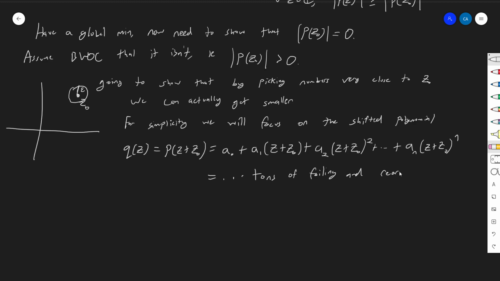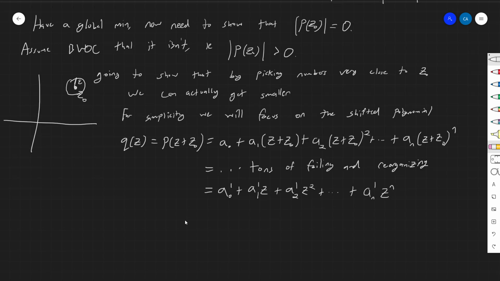And reorganizing. If you FOIL all of these terms out, if you go absolutely nuts, then you can put it back into the form with new coordinates of a regular polynomial. And this gives you some a0 prime plus some a1 prime times just z plus some, because remember, z0 is a constant. So I'm just writing it back into the form of a generic polynomial. Plus some a2 prime times z squared plus dot dot dot plus a sub n prime z to the n. So new coefficients are what we end up with after this process.